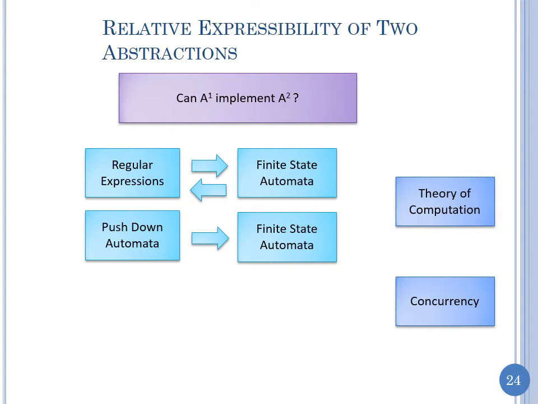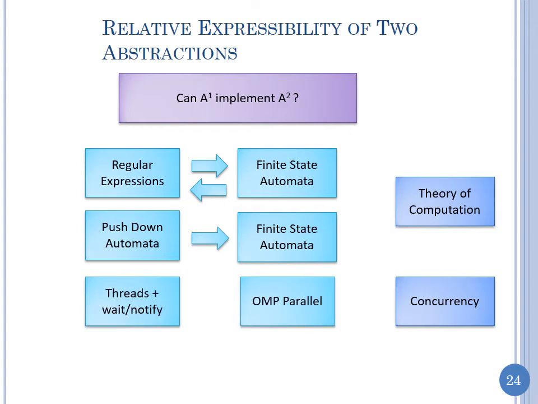For concurrency, we've answered a similar question: given threads and wait and notify, can we implement OMP parallel? And we've seen that we can do it this way. This idea is more general than what I just talked about. I might often ask you, can you simulate abstraction A with abstraction B? Those of you who've done operating systems, one of my favorite operating system questions is, can you implement semaphores using monitors? That's a fun question to ask. A not so fun question to ask is, can you implement monitors using semaphores? Which gets much more messy.